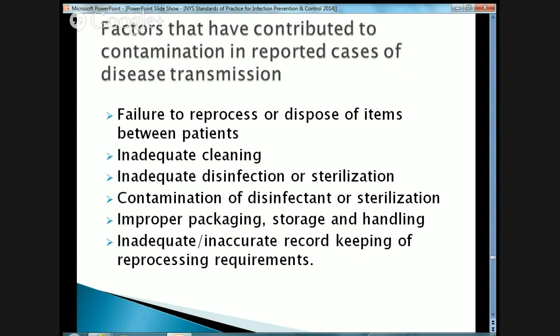We use this process because if there's a recall, and two, if there's a lawsuit, you have the proof that that piece of equipment was cleaned and that it was sterilized at this time. And you keep those strips just in case.